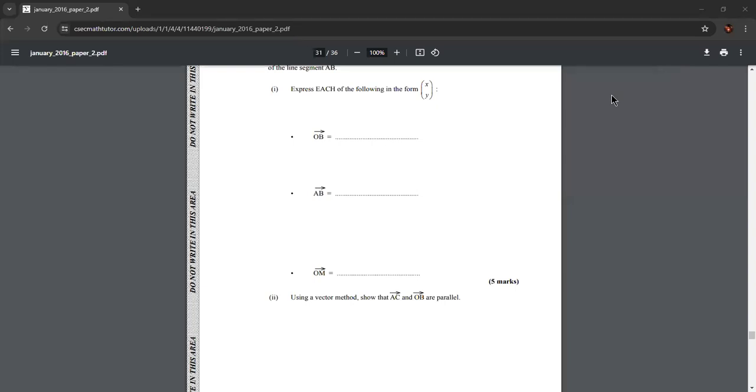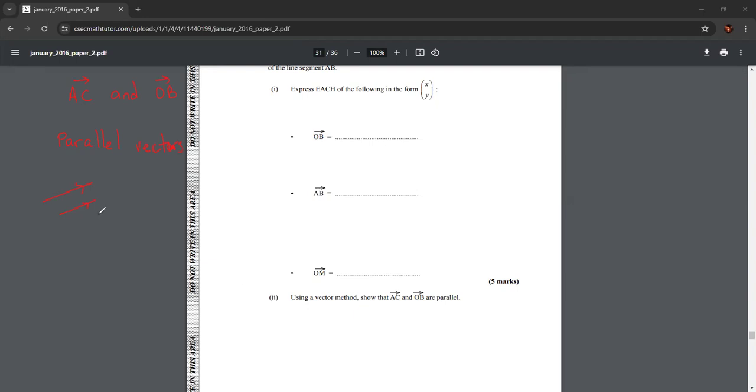All right, so for part number 2, it says using a vectors method, show that AC and OB are parallel. Now, basically, for parallel vectors, we know parallel means that they're running alongside each other at equal distance, and they don't ever meet.